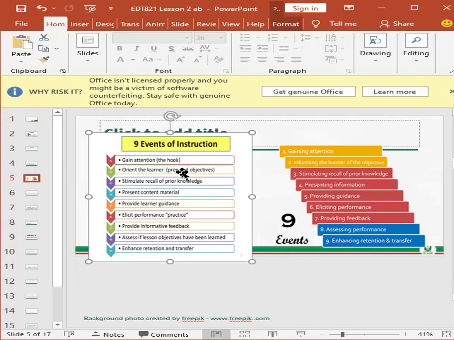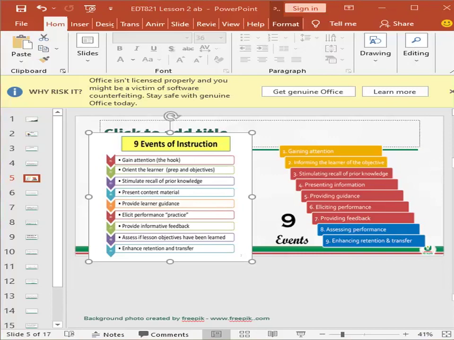The second one is orient the learner. That is informing the learner of the objectives. Yes, the teacher communicates the desired outcome to the group. It's very, very important. This allows the learners to organize their thoughts around what they are about to see, hear, or do. So tell them what you are going to tell them, and then tell them what you told them.